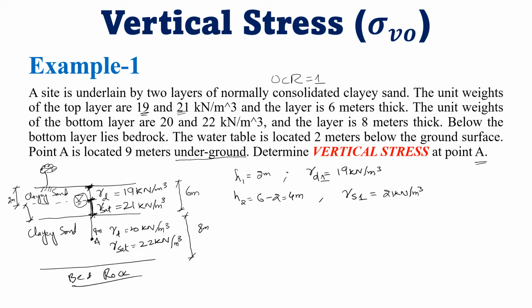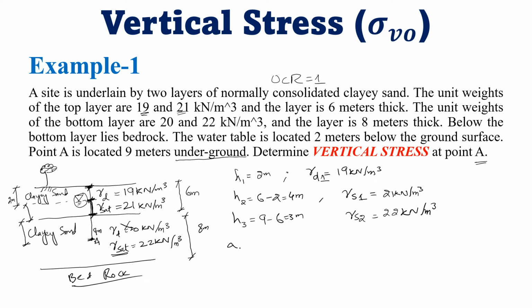Now moving towards the next layer, we can see that the water table is within the first layer. So the whole soil below this water table will be considered saturated. We will ignore the dry unit weight and use gamma saturated. What will be H3 here? H3 is the depth from this point to point A. The total depth is 9 meters, so 9 meters minus 6 meters, 9 minus 6 is equal to 3 meters, and gamma S2 will be equal to 22 kilonewton per meter cube. Now we have reached point A.